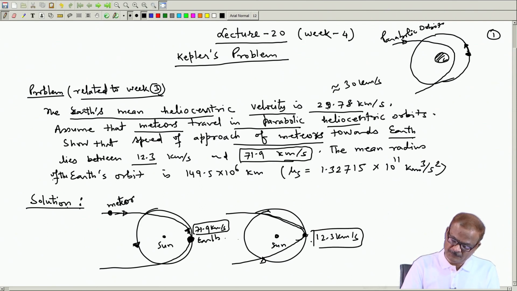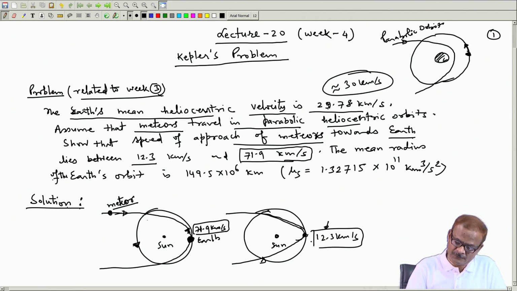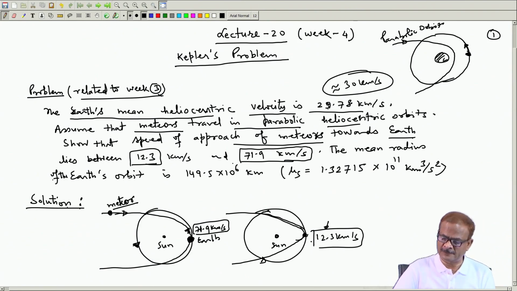With this high velocity of 71.9 kilometers per second, this is a very high velocity, while the Earth is moving around the sun at 30 kilometers per second. You can see that if the Earth is impacted by the meteor, what destruction will take place. So, we have to calculate that indeed this will be between these two values.